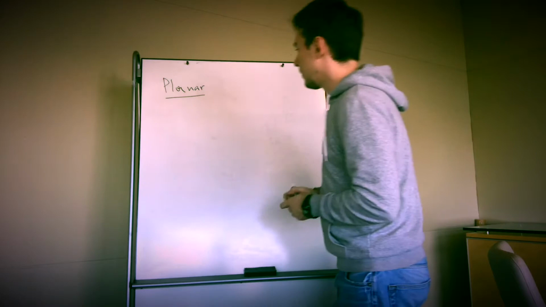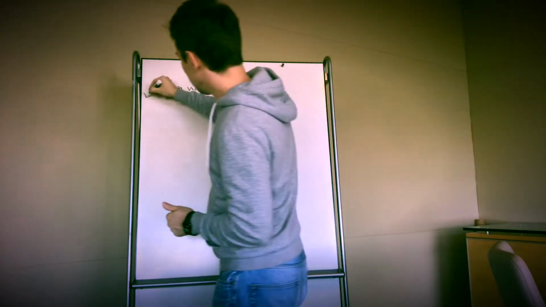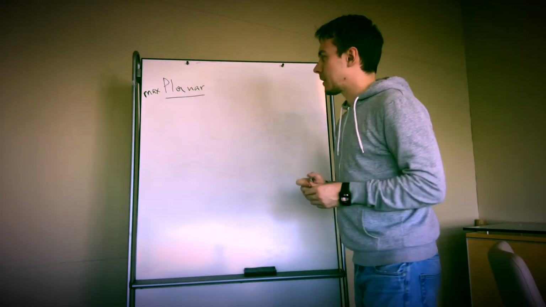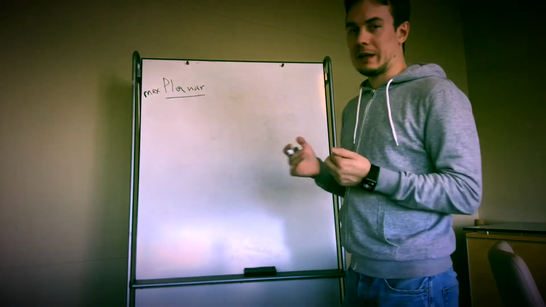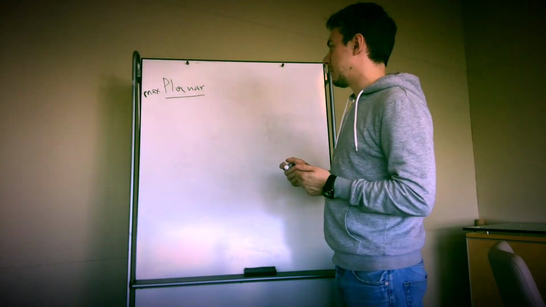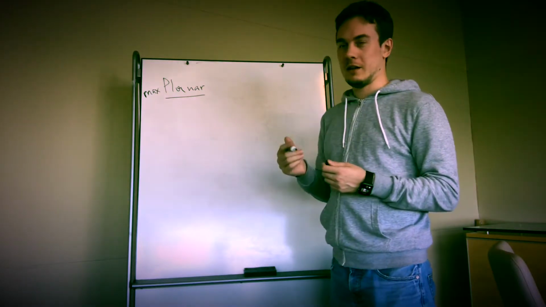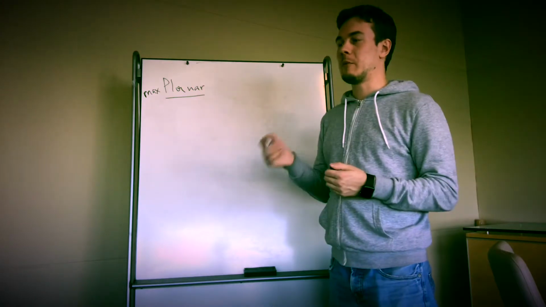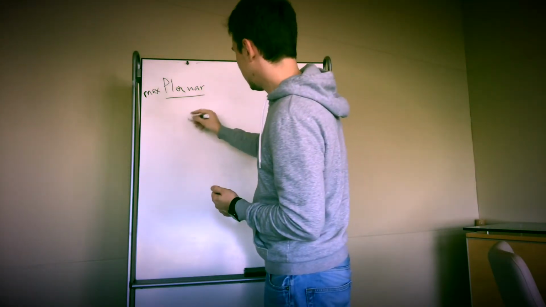So what is a maximal planar graph? Maximal planar graph is a graph that can be drawn. The maximal planar graph is a graph so that if you add any edge, it will not be a planar graph anymore. Take a look at this example.